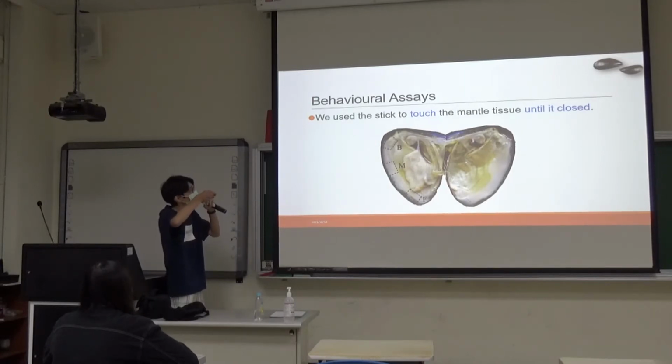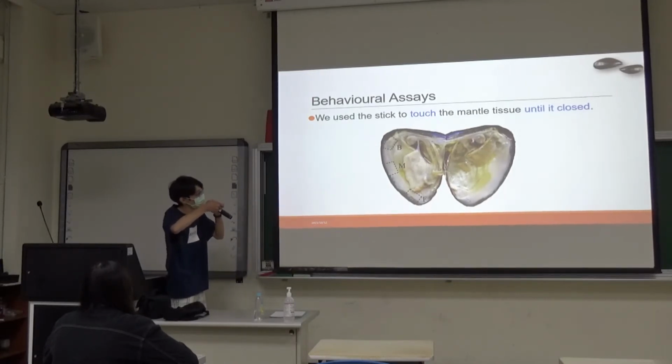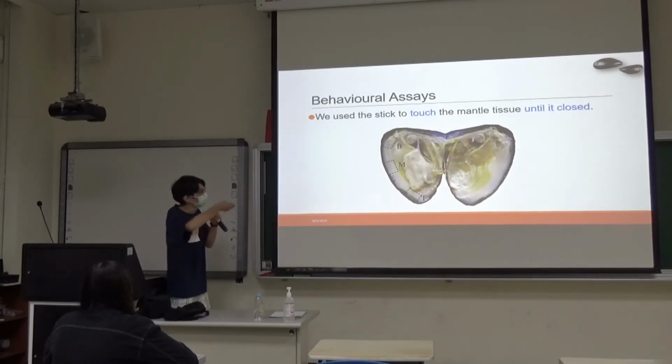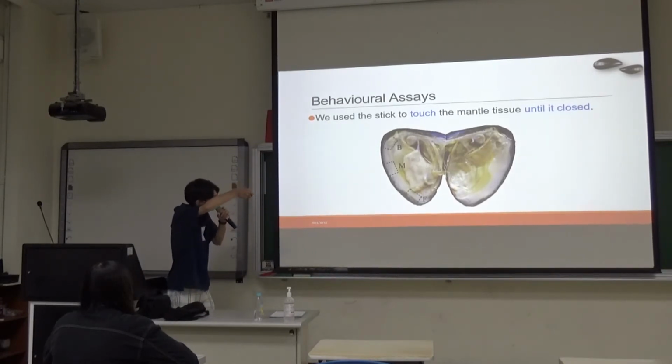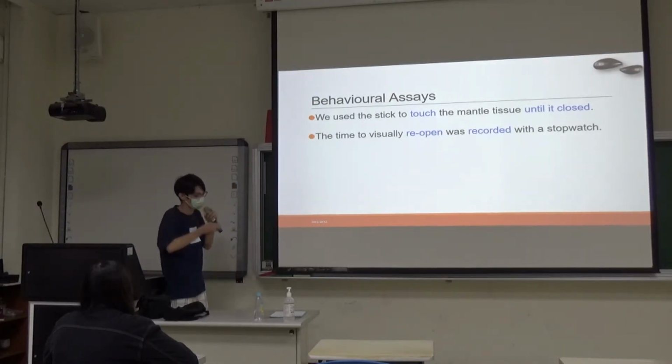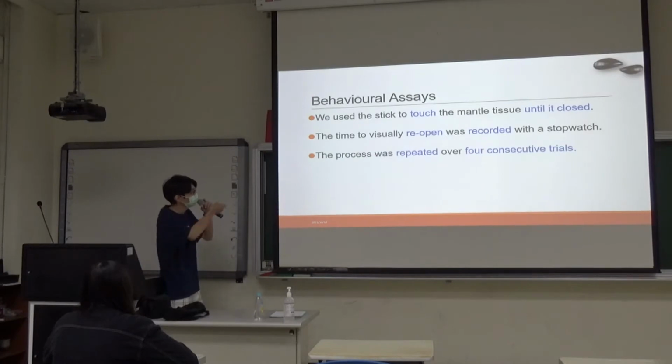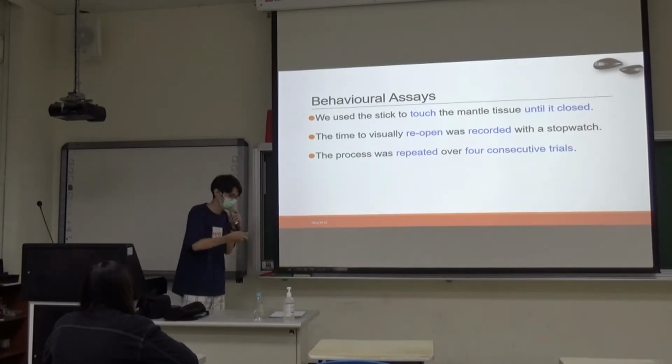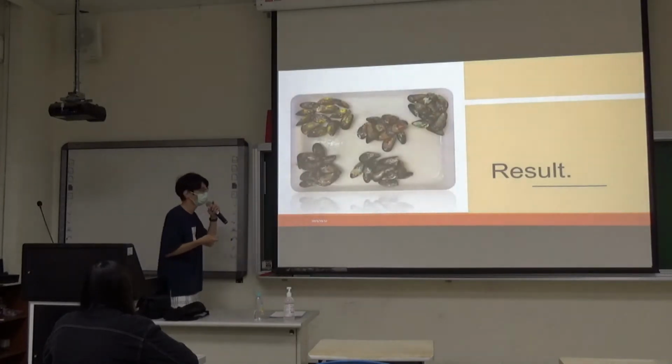This part talks about how we conduct these assays. First, we use a stick to touch the mantle tissue until it curls. I mean, there is the mantle tissue, and we use the stick to stimulate it and record the time they take to reopen with a stopwatch. Next, the process was repeated over 4 consecutive trials. And let's talk about the results.